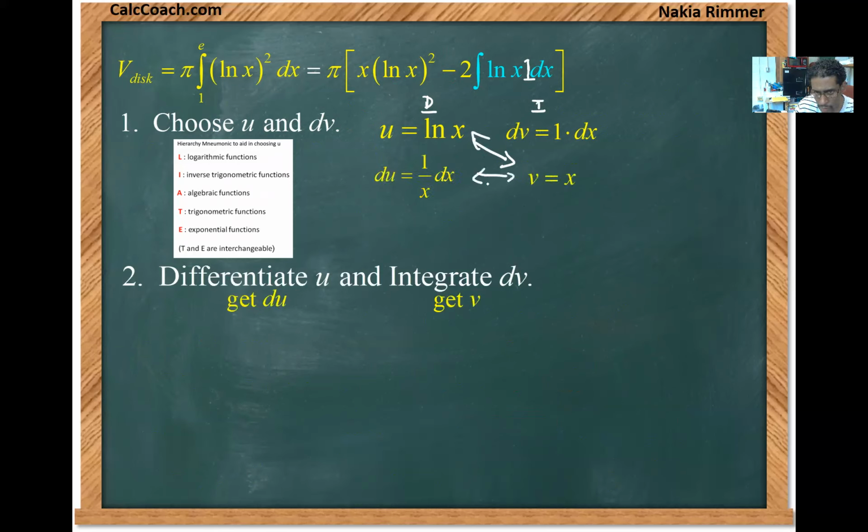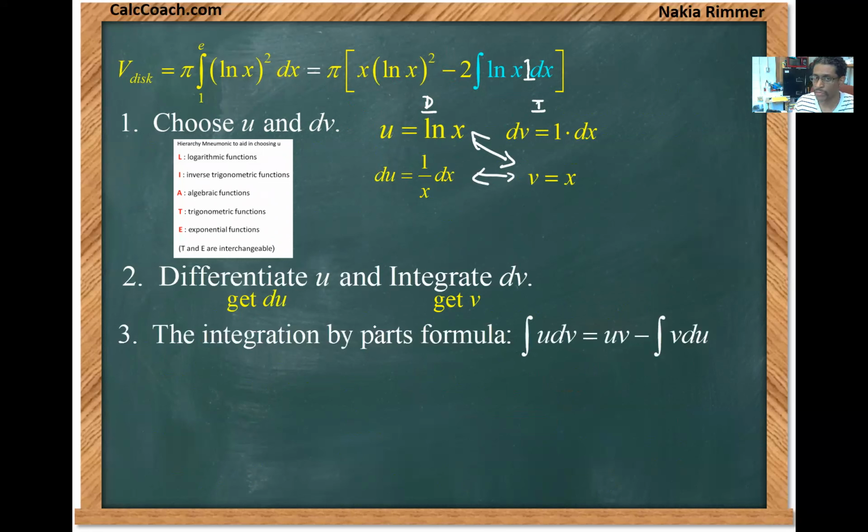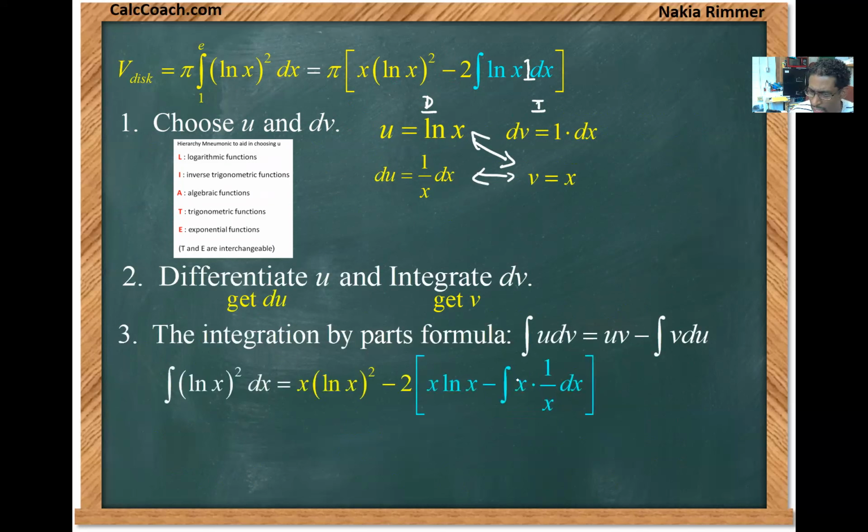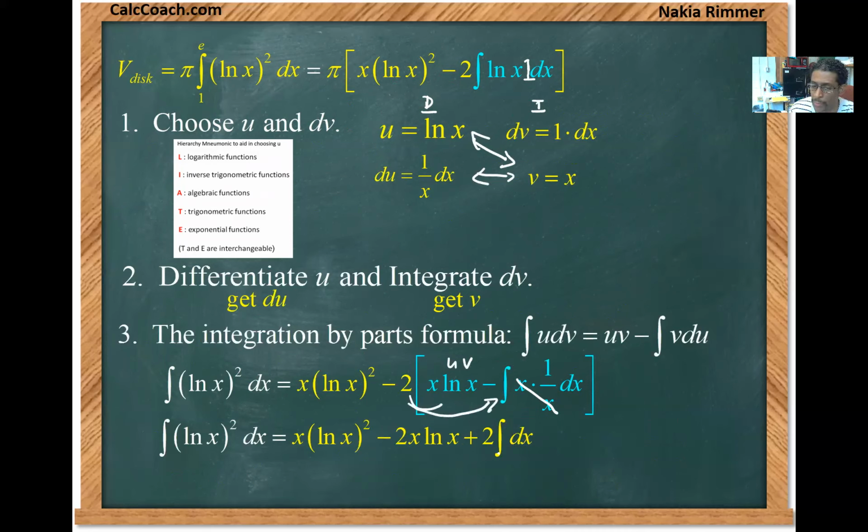And so u times v minus the integral of v du. So x log x minus the integral of x times 1 over x. Hey, they cancel again. And this is just the blue part. We still have the other stuff there. The 2 is still there. We'll put that back on. And then there's the x log x from the uv, and then the v du integral is an integral that you already did. It's the integral of 1. You can put the 2 in if you want to distribute it. And so we end up with 2x.